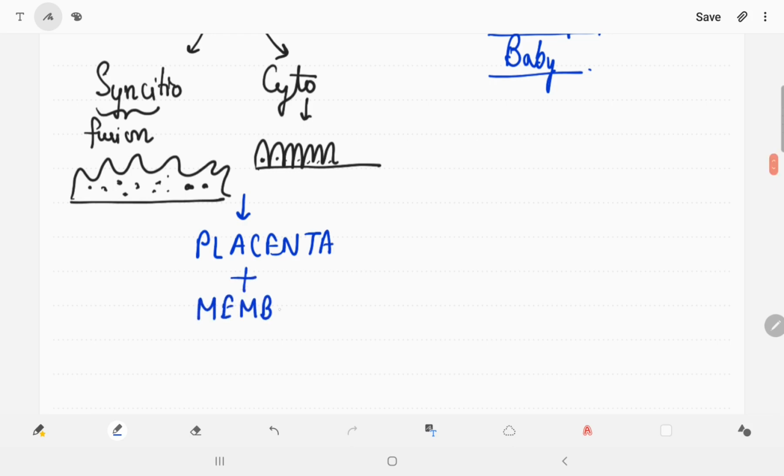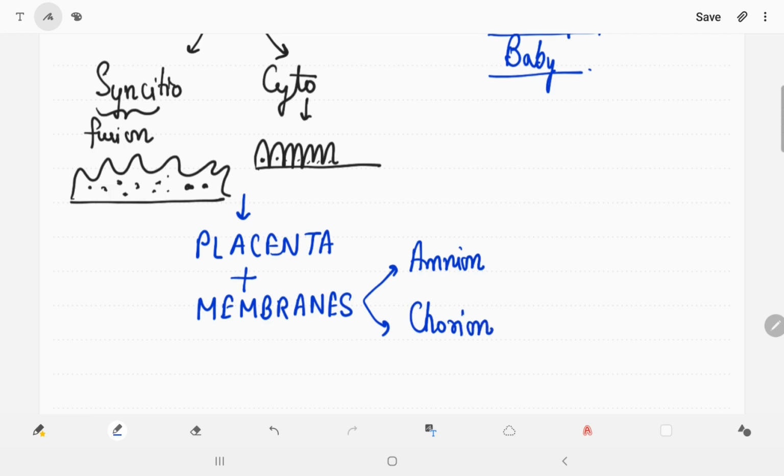Now, I think you all are very familiar that a baby is surrounded by some membranes. What are these membranes? Amnion and chorion, right? The membranes are amnion and chorion.